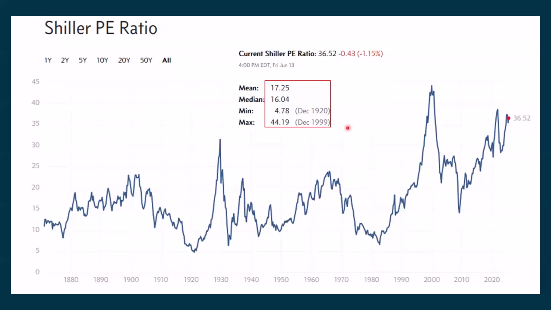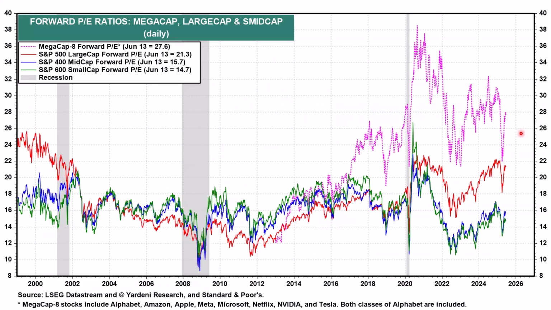The median and the mean is what I generally use as far as are we really overvalued right now, and we're coming in between 16 and 17 with the current price of 36. So yeah, even looking at it this way, we are expensive, but we've been expensive for a long time.